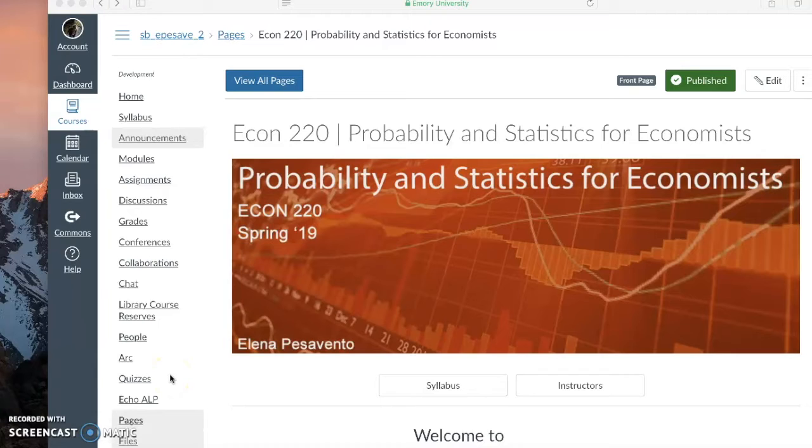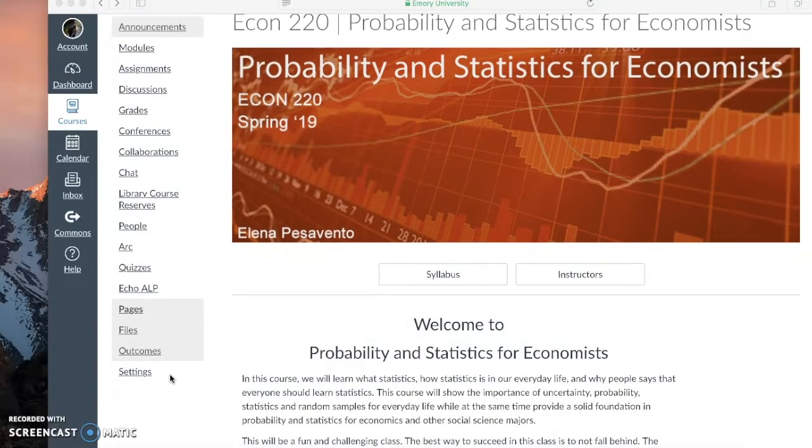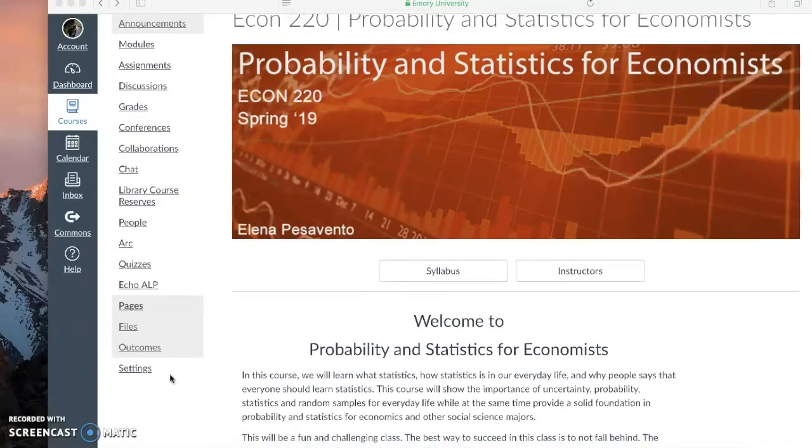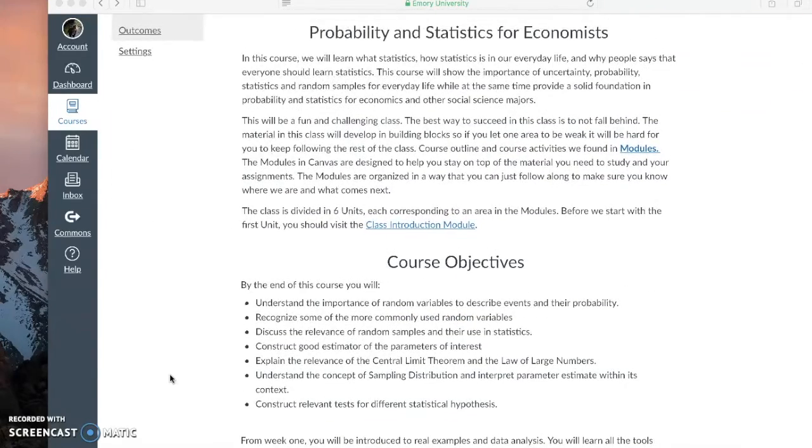Let's jump in the Canvas course. This is the homepage with the lovely banner that John helped me make. I use one of the templates that is provided by Emory. I would say that the template helped guide me through how to structure the page.